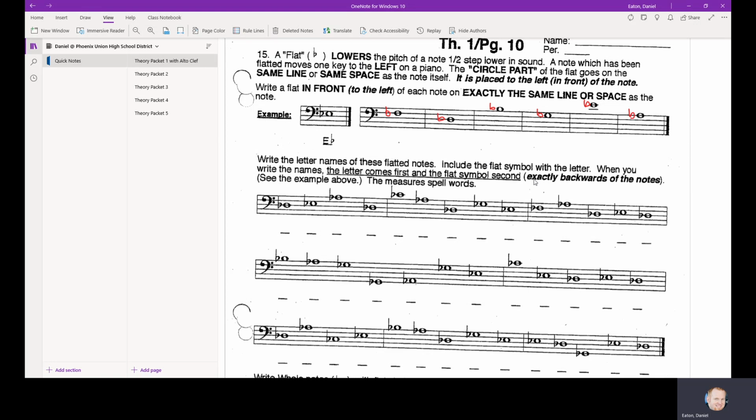All right. The letter names of these flatted notes include the flat symbol with the letter. When you see the names, the letter comes first and the flat symbol second, exactly backwards of the note. See the example above, right there. Measure, spell words. All right, great. So remember, we're in bass clef, so great big dogs fight animals, or always, whatever acronym you want to use. All cows eat grass. That's the lines and the spaces for bass clef. So great big dogs.